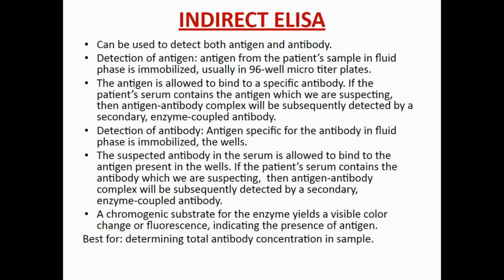So you draw the serum from that patient, and you then add the serum along with the suspected antigen into the well, and then the antigen is allowed to bind to a specific antibody for that particular antigen. Okay. So if the patient's serum contains that antigen which we are suspecting, then the antigen-antibody complex will subsequently be detected by a secondary enzyme-coupled antibody.